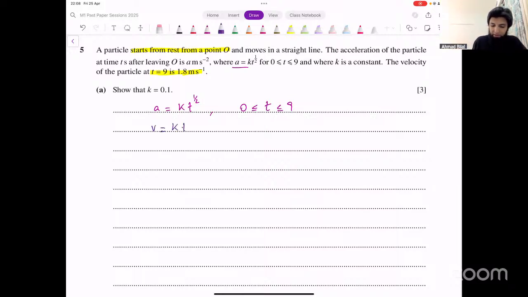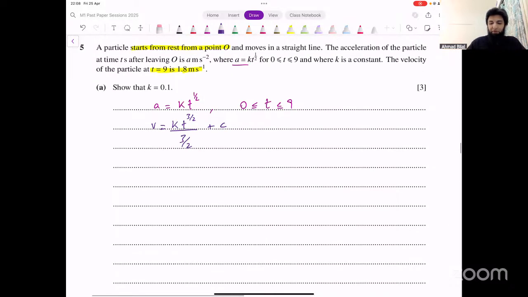k remains as it is, t raised to power 3 over 2 divided by 3 over 2 plus c. Now you have to find the value of c somehow. Put t equals 9 for that. No, we have to show that, or is that given? Okay, that's given. We are given that t is equal to 9 when velocity is 1.8. That's 1 point that we have.